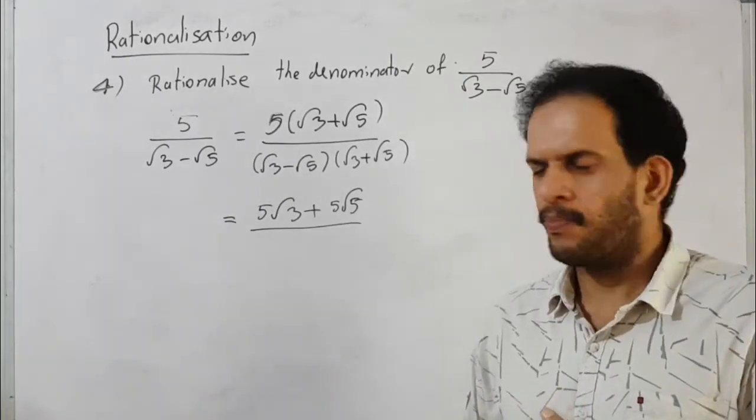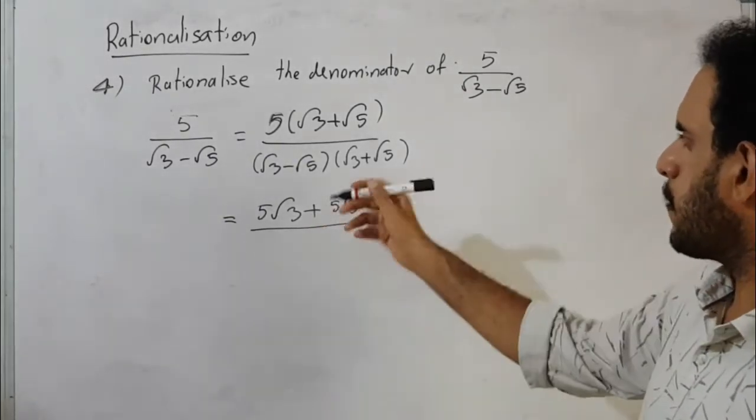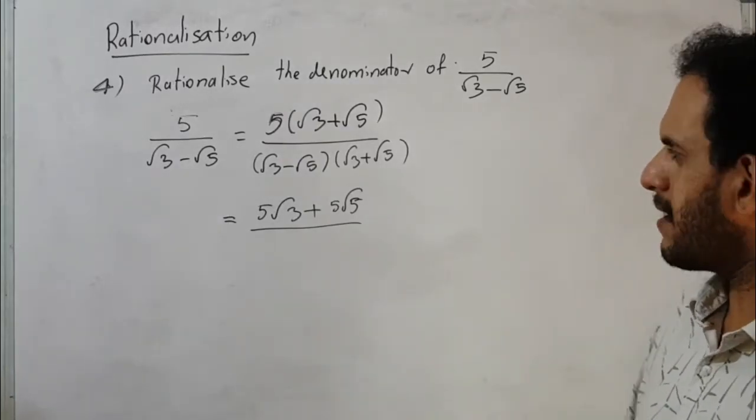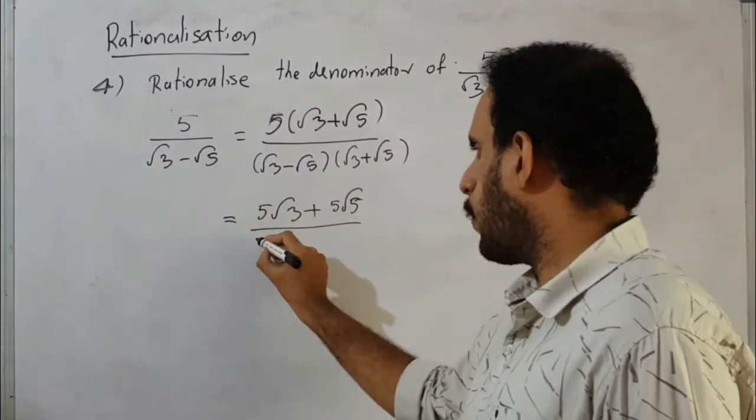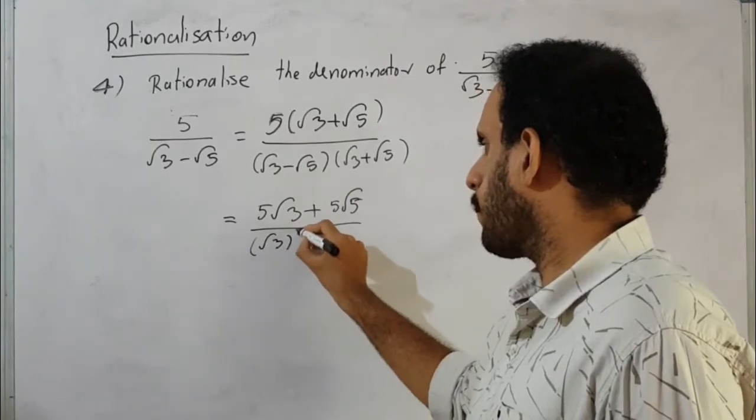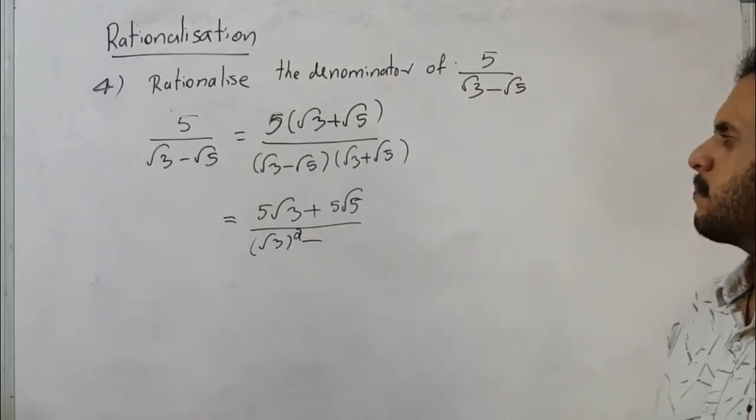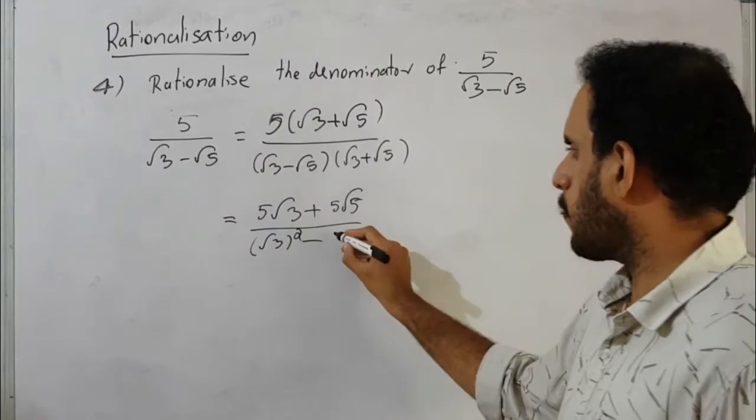Conjugate. Okay. So what is this? (a plus b) into (a minus b) is equal to a square minus b square. What is a here? Root 3. Then root 3 square minus b square. What is b? Root 5. Then root 5 square.